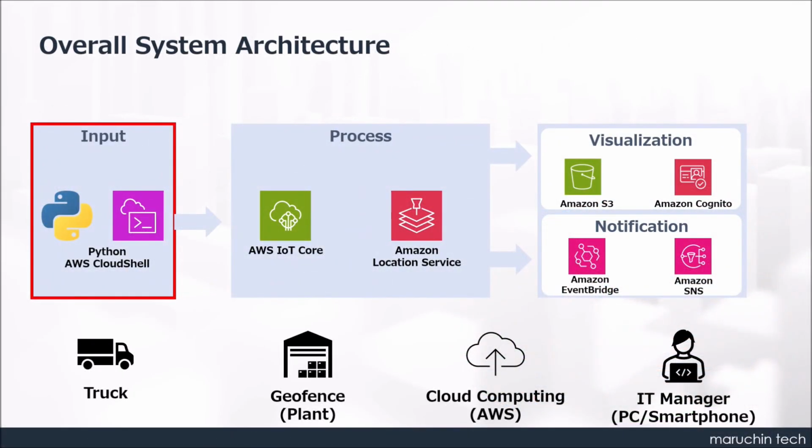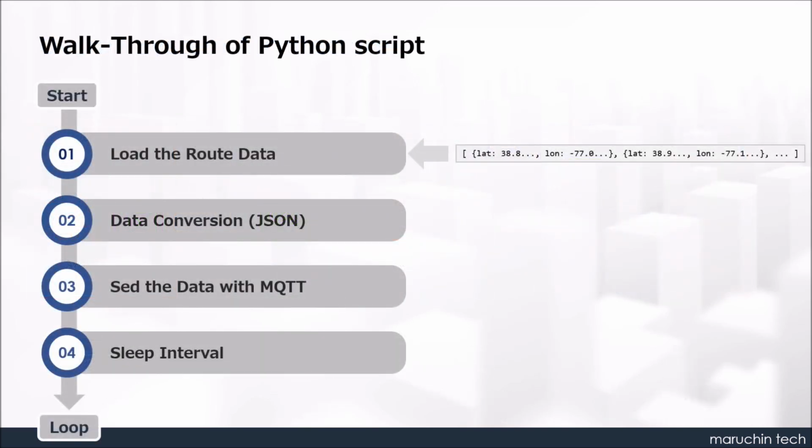In this hands-on lab, we will use Python to generate location data, since installing physical IoT hardware on a real truck is time-consuming and complex. We will run our Python code in AWS Cloud Shell to simulate the device. Let's walk through the logic of the Python script.